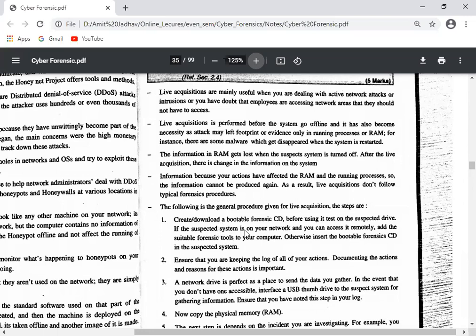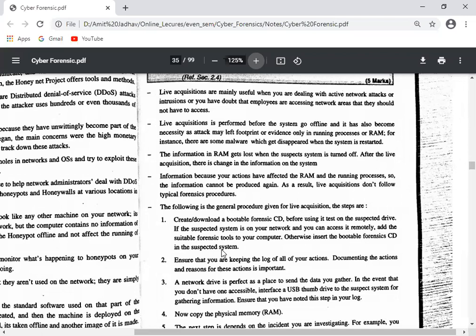If the suspected system is on your network, you can access it remotely. Add the suitable forensic tools to your computer. So if the suspected system is on the network, the network administrator can access that machine remotely. It's not good to access it directly. Otherwise, insert the bootable forensic CD in the suspected system. So this is the first step: we create the forensic duplication and bootable CD, and it is inserted in a suspected system, or we can remotely handle the suspected system.